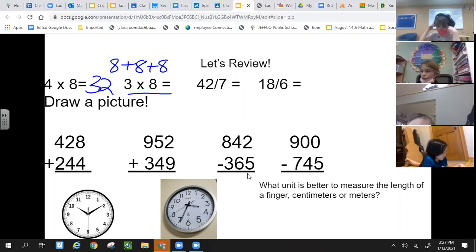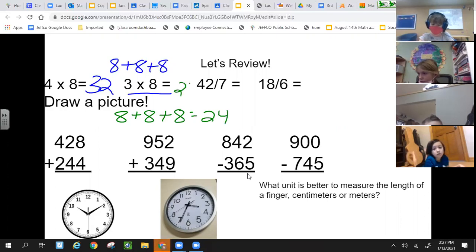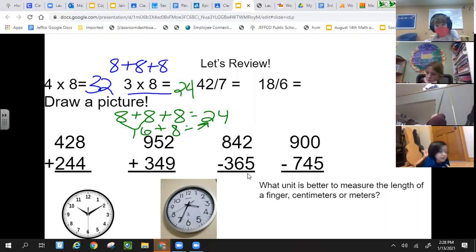3, 8 plus 8 equals 24. Okay, how do you know? Because you can either count, I counted 8 3 times, or you could count to threes 8 times. Yeah, you could use the commutative property, couldn't you? And then you could count.